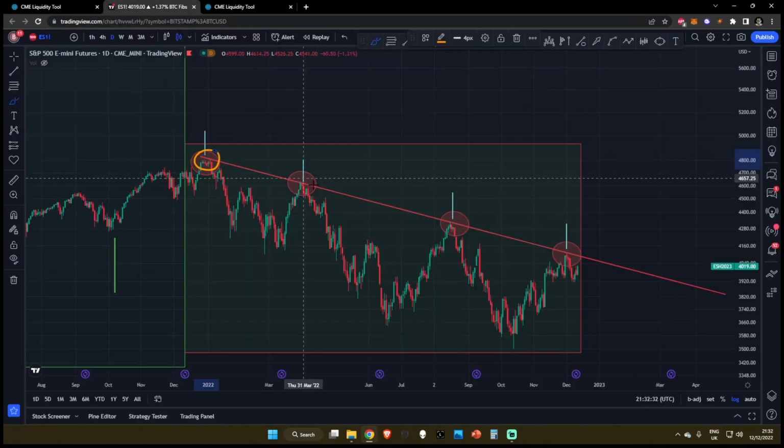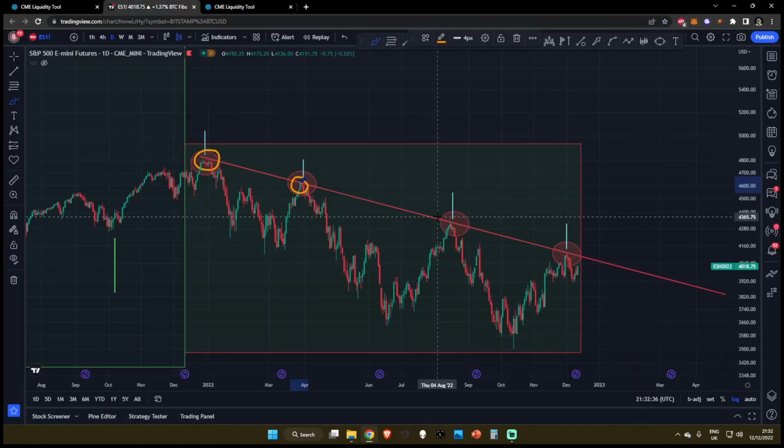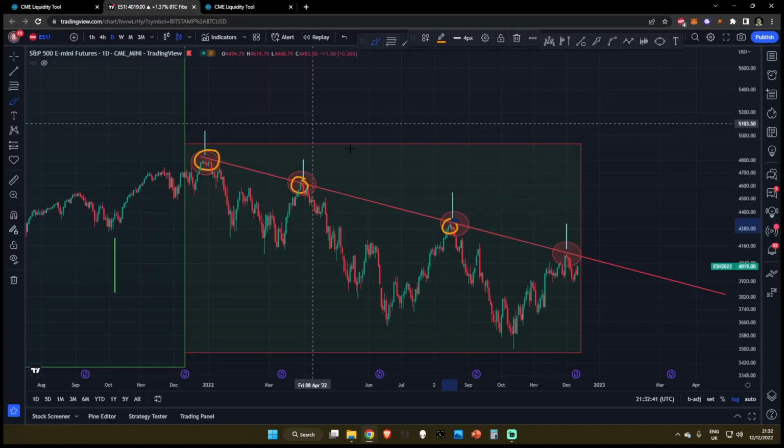What does this liquidity top correlate to? It tops to this top in price action. What does this liquidity top correlate to? It tops to this top in price action. And quite recently, you can see we've also topped out once again, and this is another top in price action.